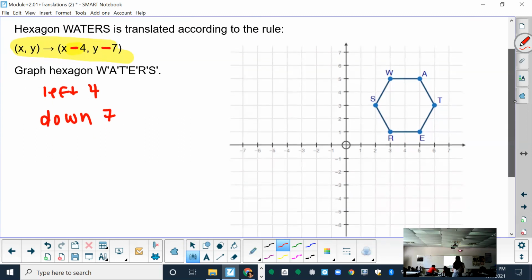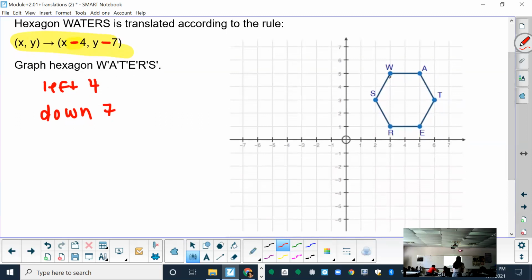All right, try it out on your own paper. I'll do W and then try out the rest on your own. So we're going to the left 4. 1, 2, 3, 4, down 7. So then W prime should be down here at -1, -2. All right, but do the rest of them on your own using the same rule.